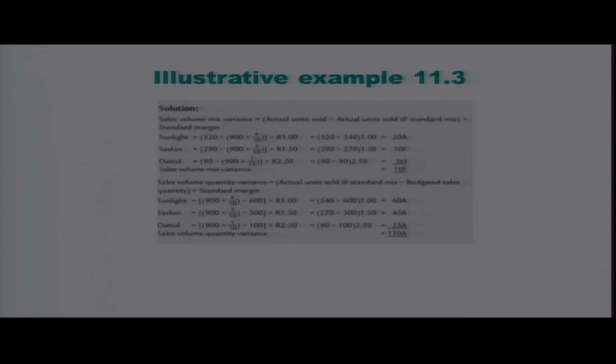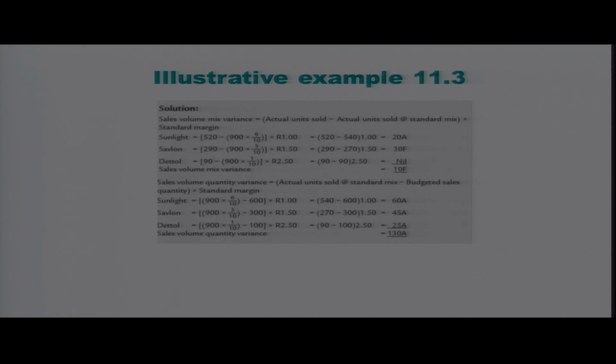So the sales mix variance, we need the formula, which is actual units sold minus actual units sold at standard mix multiplied by the standard margin. So the Sunlight actual units that were sold is 520 minus the 900, which is the total of the 520 of Sunlight, 290 of Savlon, as well as 94 Dettol, multiplied by the 6/10.